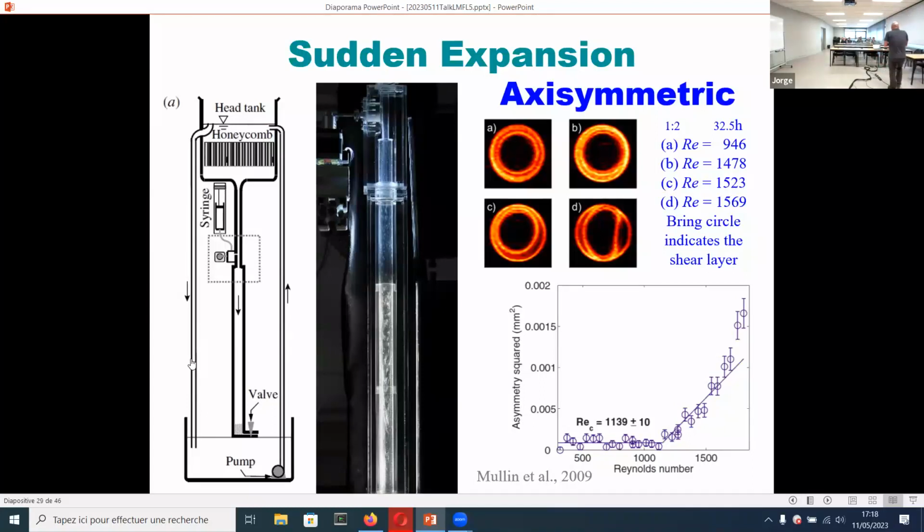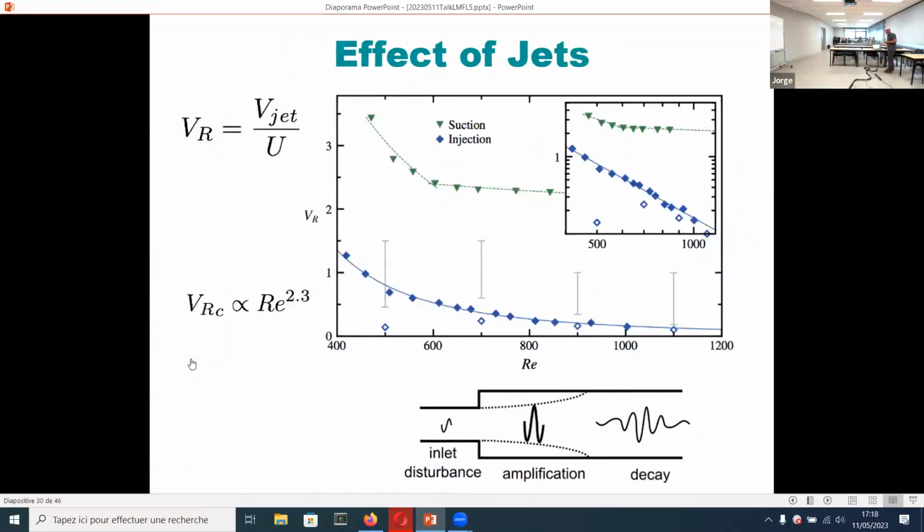This flow without disturbance will get turbulent at Reynolds number 1140, according to this reference, where they looked at the recirculation region and how it becomes unstable, time dependent. So we introduce disturbances to get the transition to turbulence. In this graph, I show you the results for the synthetic jet. Now for this graph, I show you the disturbances for simple jets.